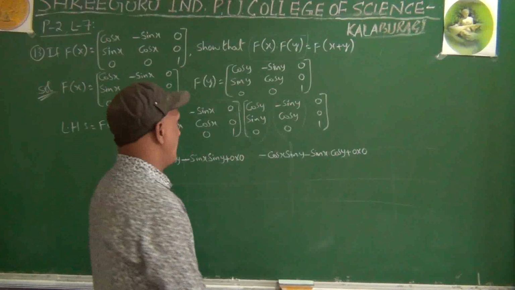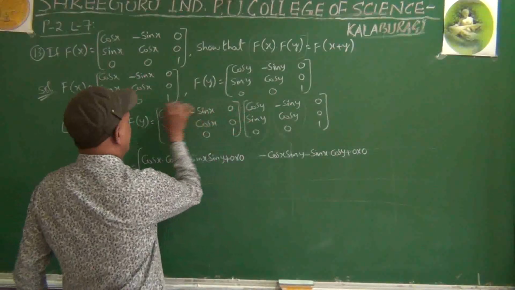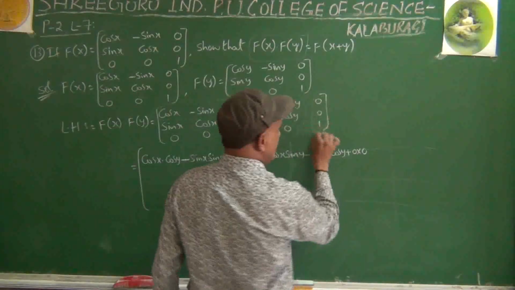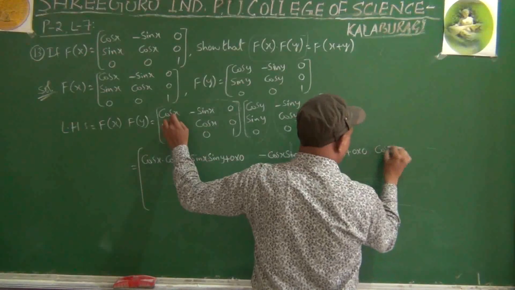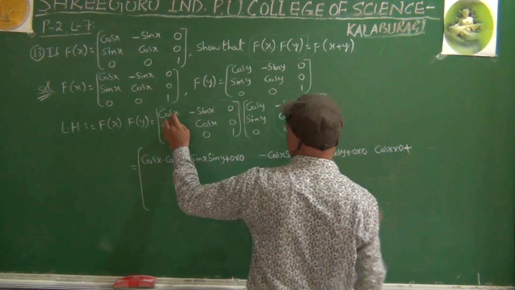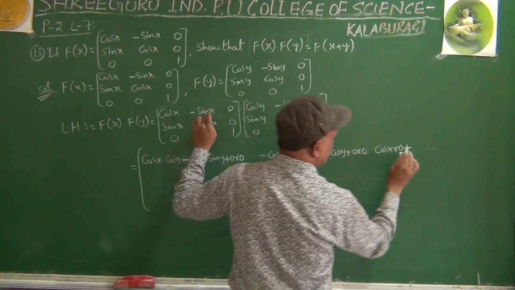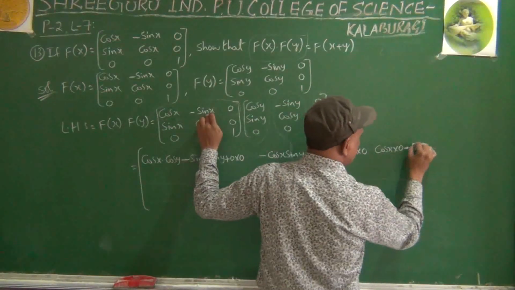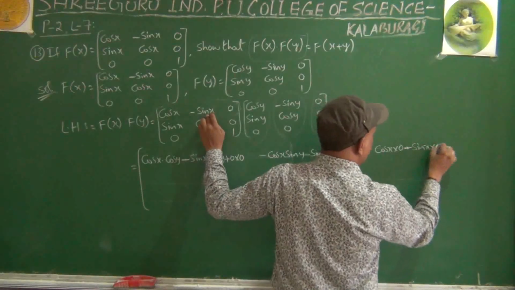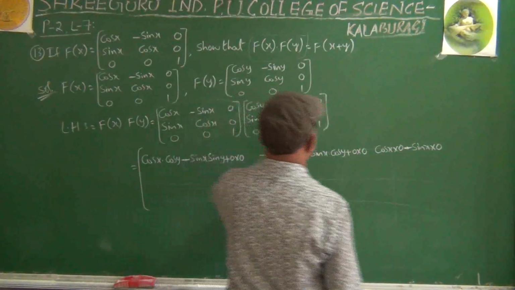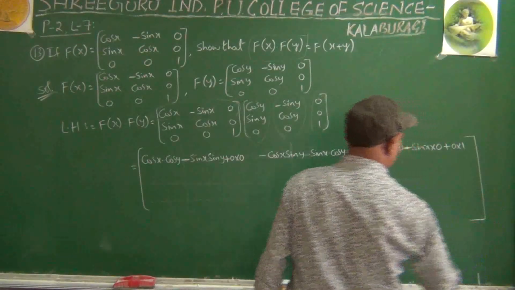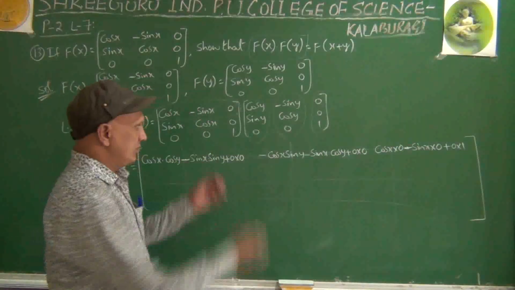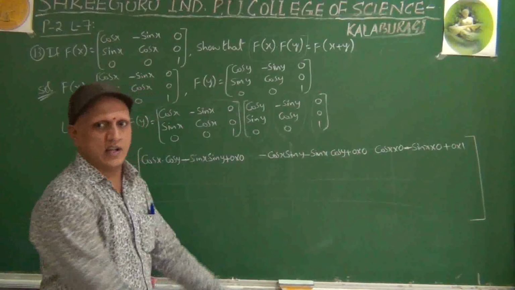Last one. First row, last column. Cos x into 0 plus minus sin x into 0, minus sin x into 0. You have 0. 0 into 1. See. Appearance is very big.